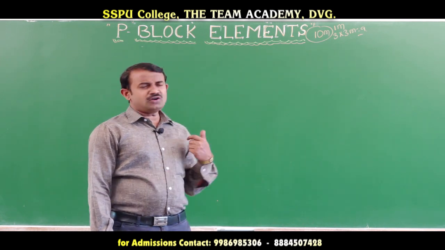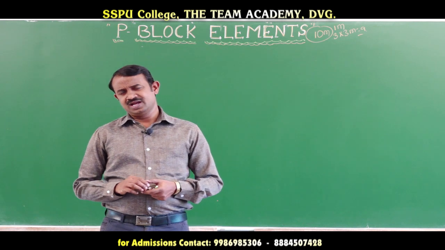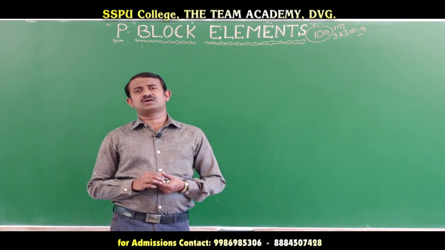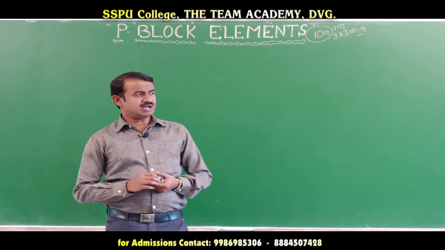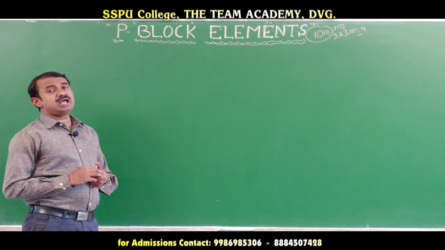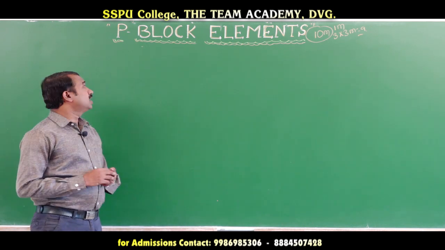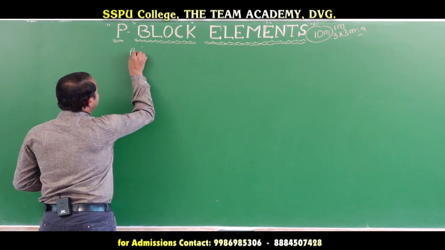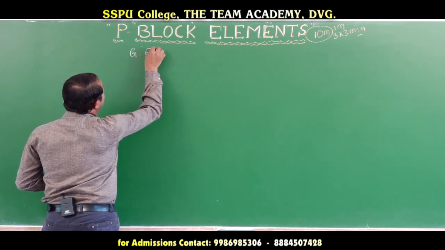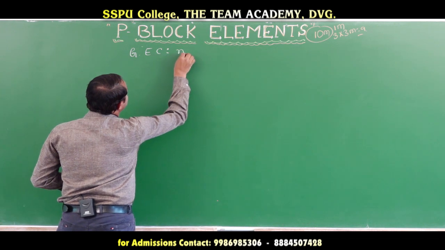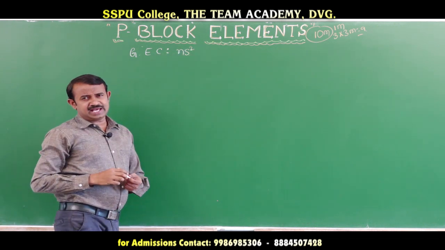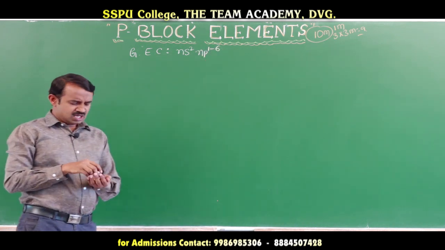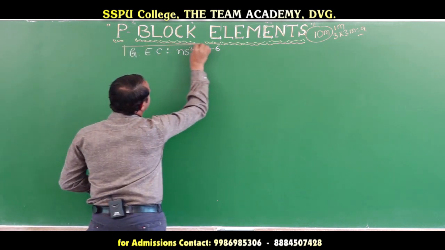What are P block elements? Elements in which the last electron enters the p orbital of the outermost shell are called P block elements. The general electronic configuration of P block elements is ns2 np1 to 6.